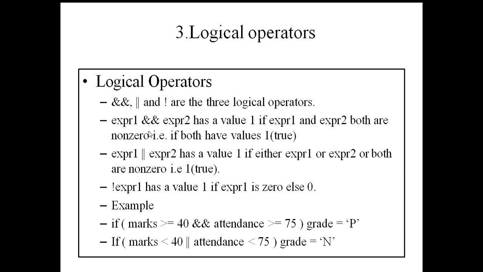Otherwise, the grade will be simply assigned as n, and you can have the same expression by writing the OR logical operator: if marks is less than 40 or attendance is less than 75. In this case, only if marks is greater than 40 and attendance is greater than 75, then grade will not become n. Both if statements give the same result, that is grade equal to P, only if meeting the criteria of marks and attendance. Otherwise, the grade will become n.